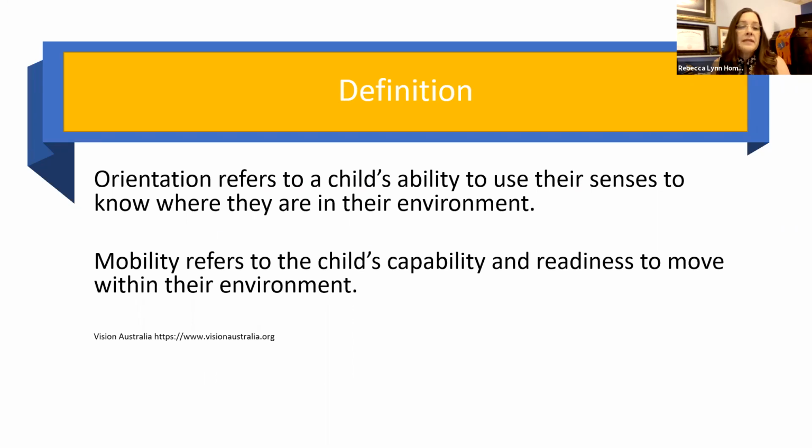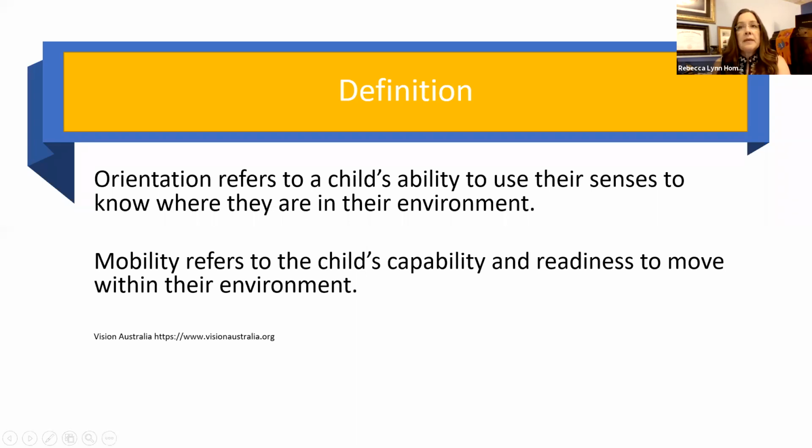All right, so orientation. When we think about orientation, we're referring to a child's ability to use their senses to know where they are in space. So say I'm in the kitchen and I want to go to the living room. How do I get there? The act of knowing how to get there is orientation.